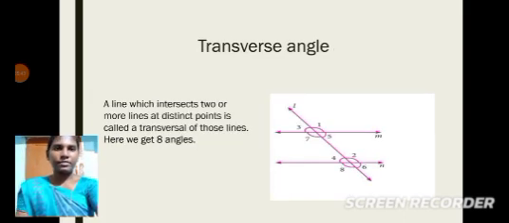Now, transversal angles. A line which intersects two or more lines at distinct points is called a transversal of those lines. It may be a parallel line or any other two lines. If a line cuts two lines, then we have eight angles. These angles are called transversal angles.